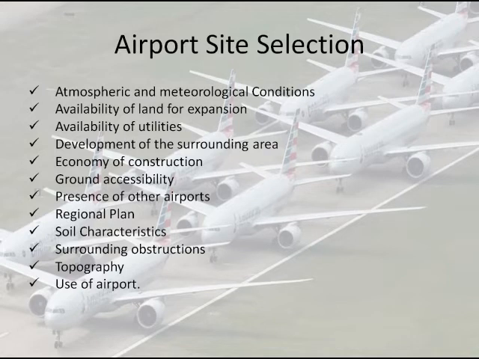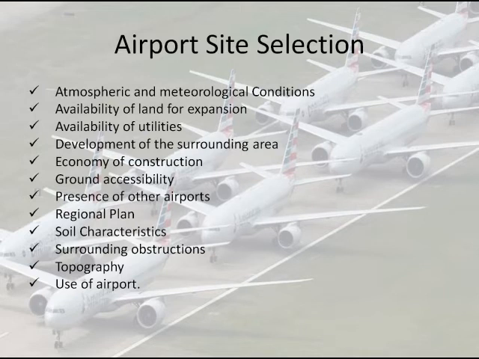The second point is availability of land for expansion. The field of aviation is expanding day by day. It is therefore necessary to acquire land in advance, or to be able to acquire sufficient real estate in the future for expanding the airport. As the volume of traffic increases, it will be necessary to lengthen the runways, to provide additional support facilities, and to expand the terminal facilities. For accommodating all these new facilities, the provision of sufficient real estate must be made.